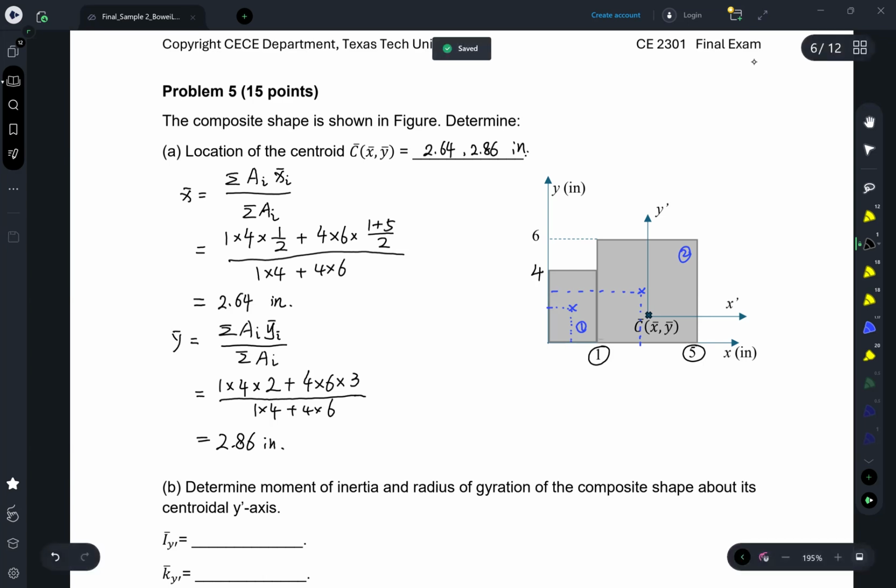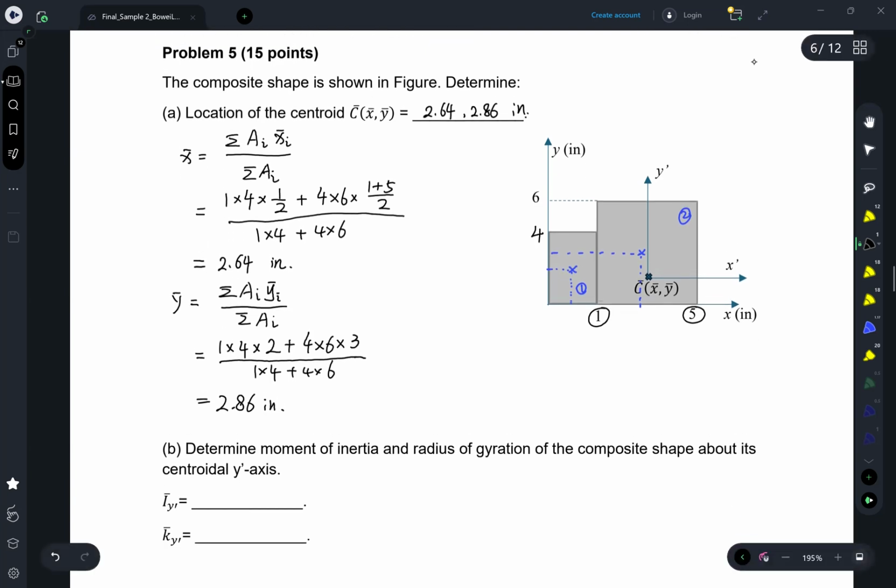Okay, so now the second problem asks us to determine the moment of inertia and the radius of gyration of the composite shape about its centroidal y-axis.